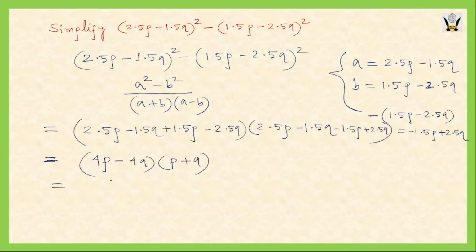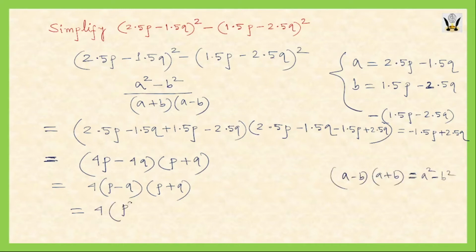So 4p minus 4q, 4 is the common factor, we can take it common, and within the bracket the terms left will be p minus q, and here it is p plus q. Again it resembles the identity that we used initially in this problem, in the format a minus b and a plus b. Here it is p minus q and p plus q, so when we simplify this, it will be p square minus q square. So finally the simplified answer will be 4p square minus 4q square.